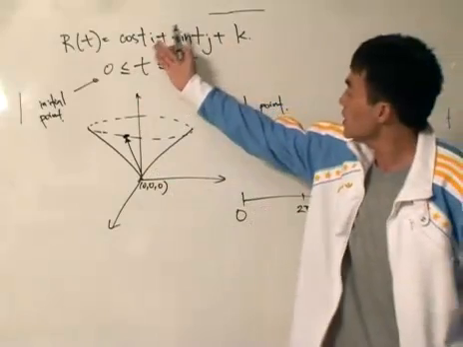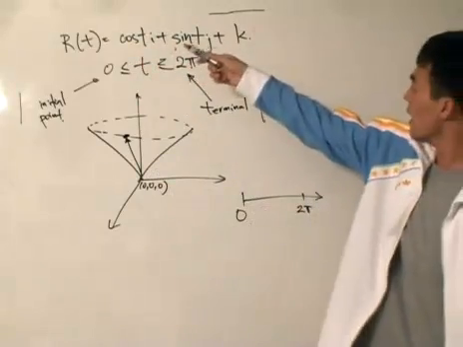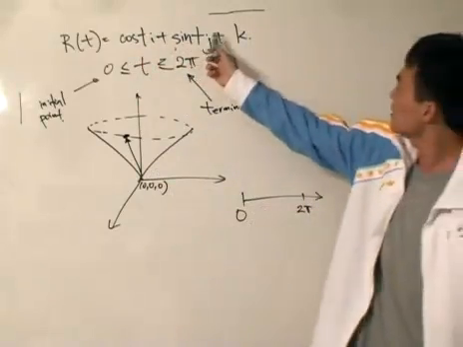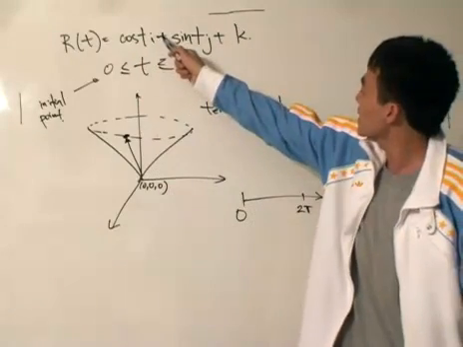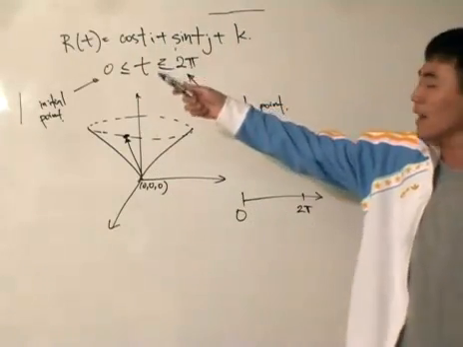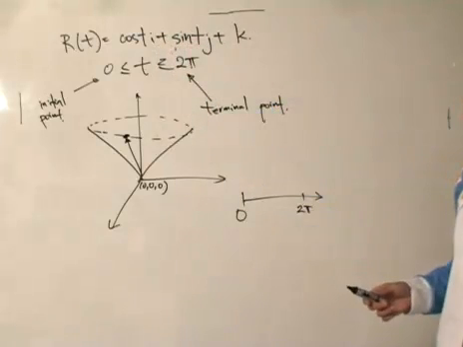You just substitute t equals 0 inside here, you get, I believe it's cos 0, you get i plus k, yeah, correct, i plus k. And you substitute 2 pi, you're also going to get i plus k. So you're going to get the same vector.